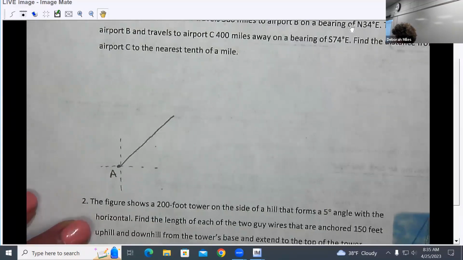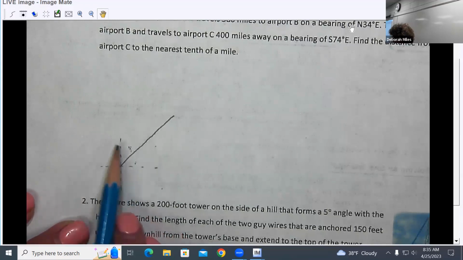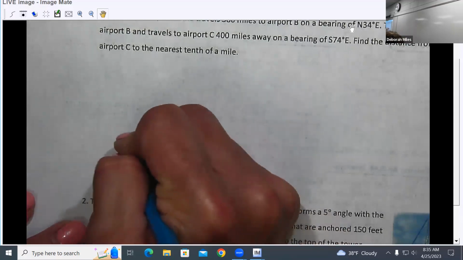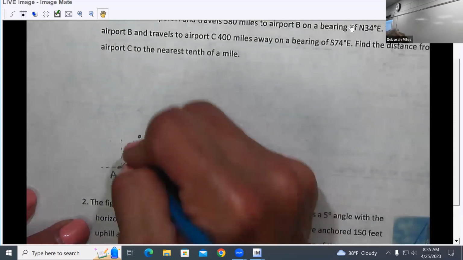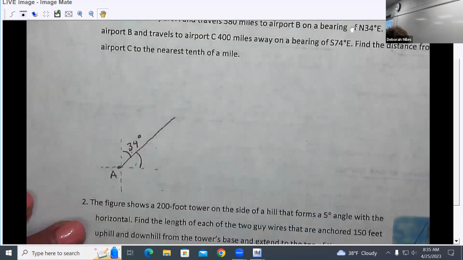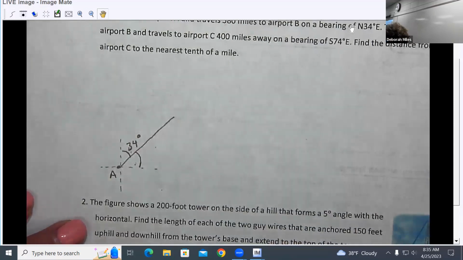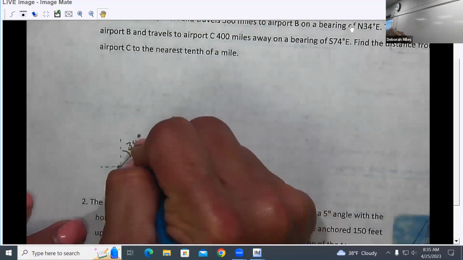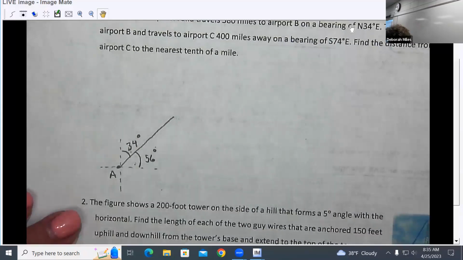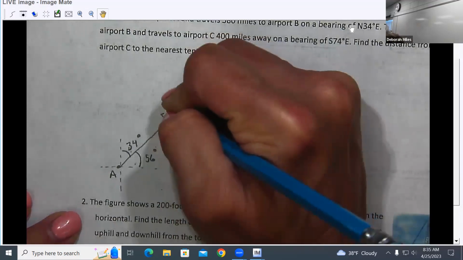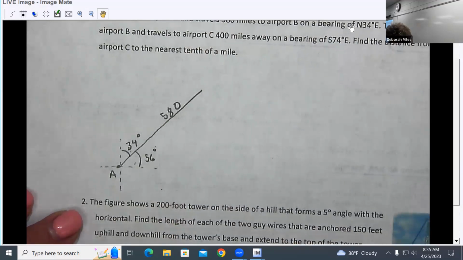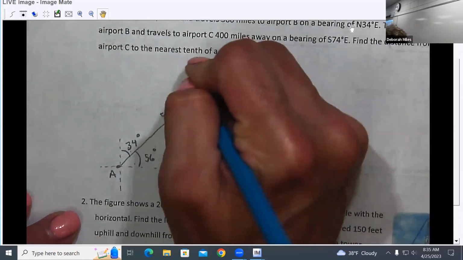Now, where's the 34 degrees? Is it this top angle or this bottom angle? Yeah, it's with respect to the north-south line. So this is the 34 degrees right here. But then that makes it easy to figure out what this one is, because the two are complementary. That has to be 56. Is that right? That has to be 56 degrees right there. All right, the plane is going to go 580 miles in that direction. It's going to get to airport B.